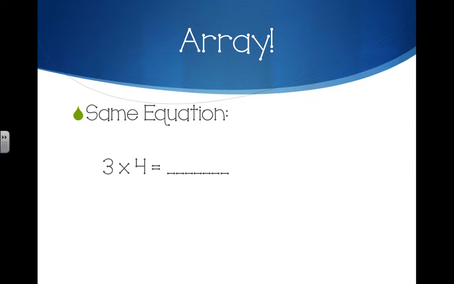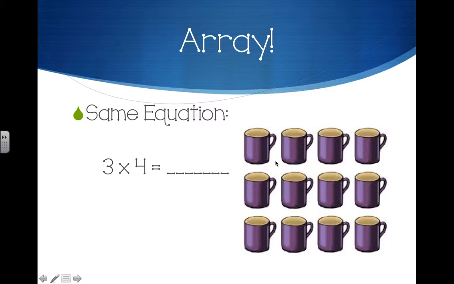Next, an array. I think most of you really like using the array to solve multiplication problems. Once again, we'll use the same equation. 3 multiplied by 4. I think we know what our product is by now. But let's still use an array to show. We have 3 rows, and each row has 4 coffee cups in it. You know how Miss Hinky likes her coffee in the morning. Your product will be 12. Let's practice skip counting just to double check. 4, 8, 12. Our product is 12.